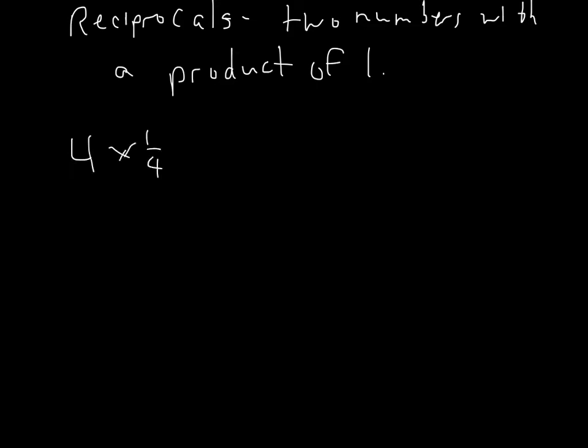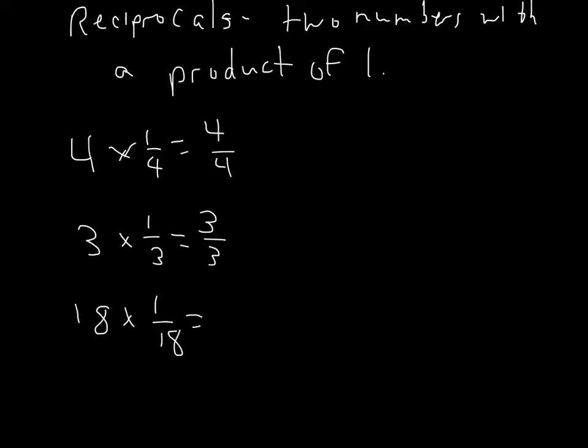Well, how do we know that? Well, 4 times 1/4 is 4/4. Guess what 4/4 is? It's 1. 3 and 1/3 are reciprocals, right? Because it's 3/3, which is 1. 18 and 1/18 are reciprocals because you get 18/18, which is 1.